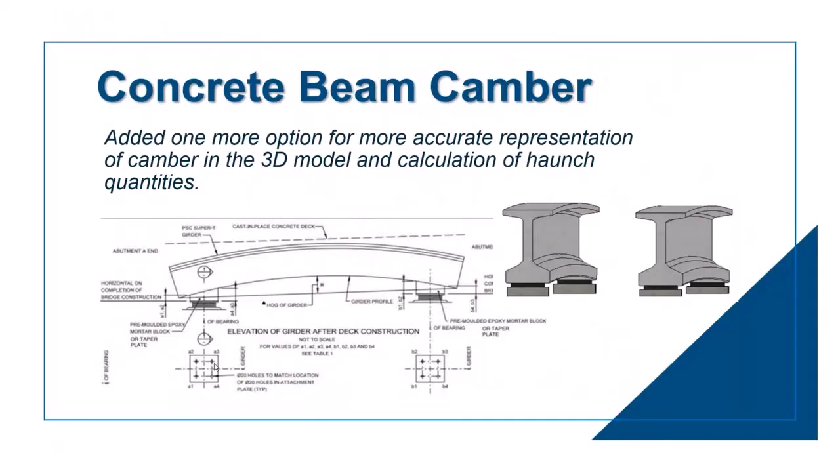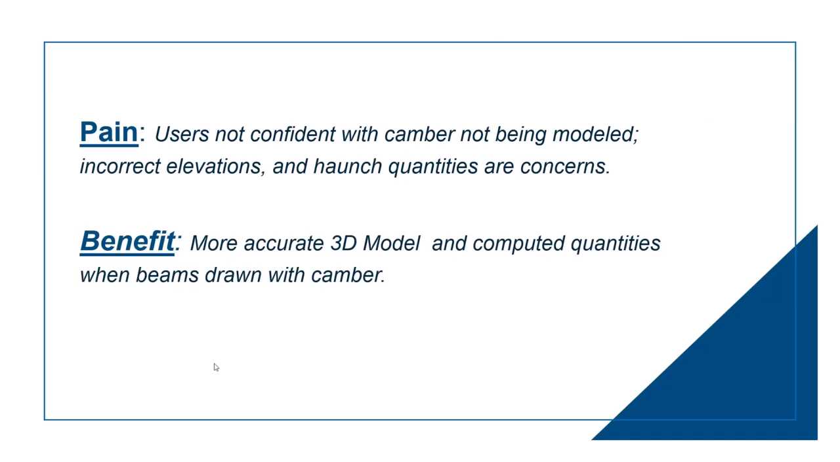Now, another enhancement here: concrete beam camber. As you know, when we model the bridge, we place the beams straight, in the final condition. But people wanted to see the deflected section, and also to calculate the deflections more precisely, even though we have the reports. They wanted to see it graphically. We also get the added benefit of a more accurate 3D model and more accurate computed quantities.